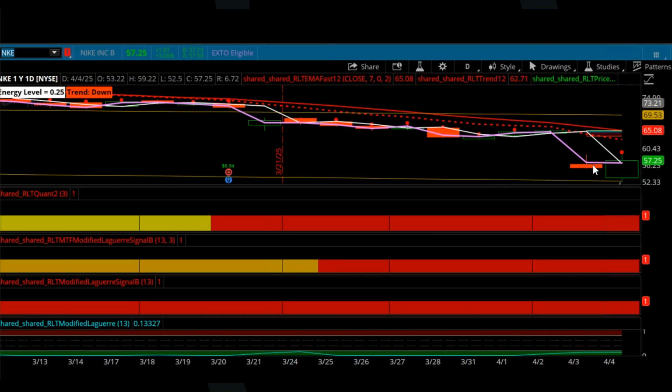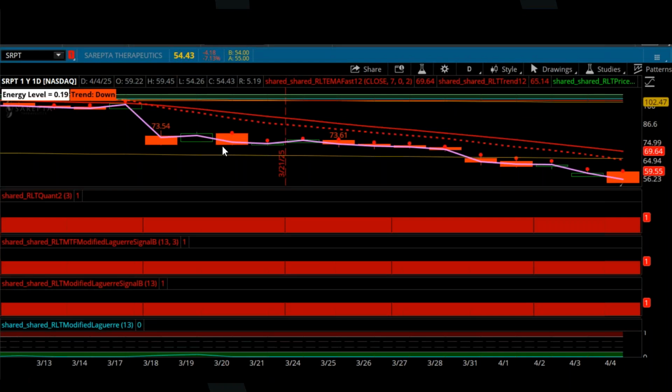We get out right there on this open. It opened right there, and we get in right there. We get out right there, and it bounced the next day too, as a matter of fact. But we took a big huge profit in that. All right, this was Sarepta. That was another one we had that I mentioned.